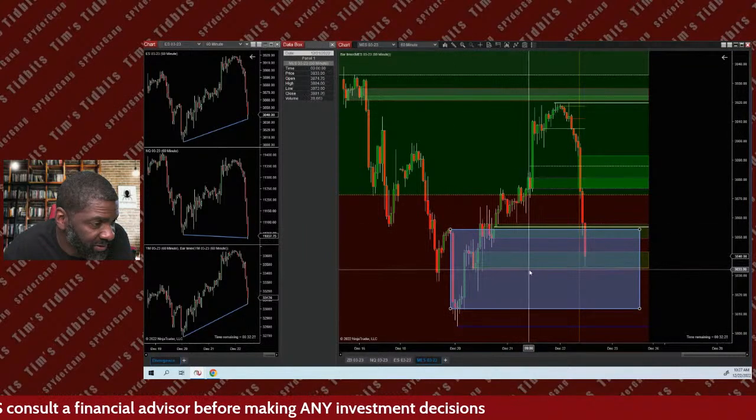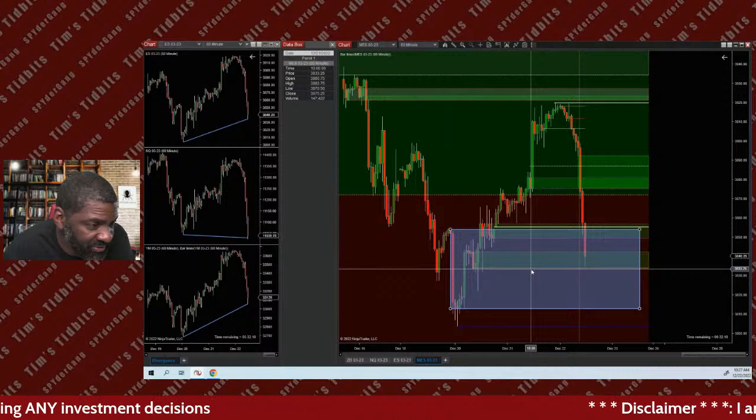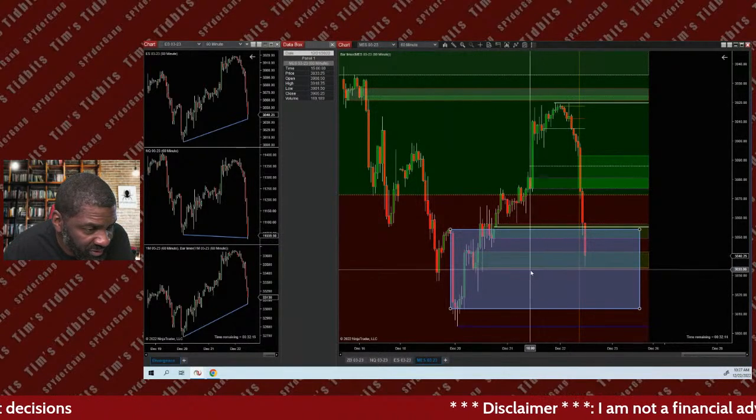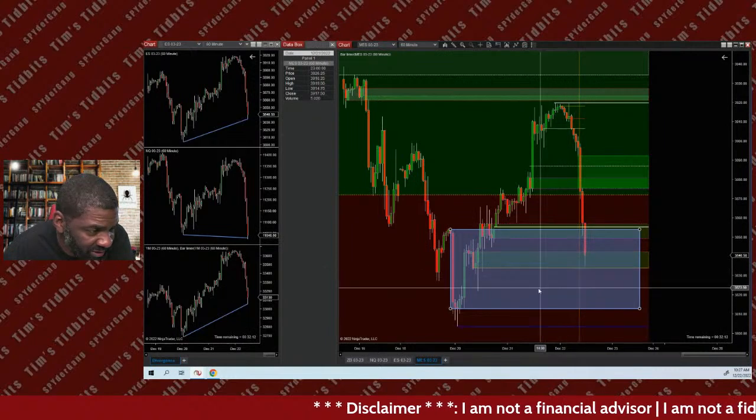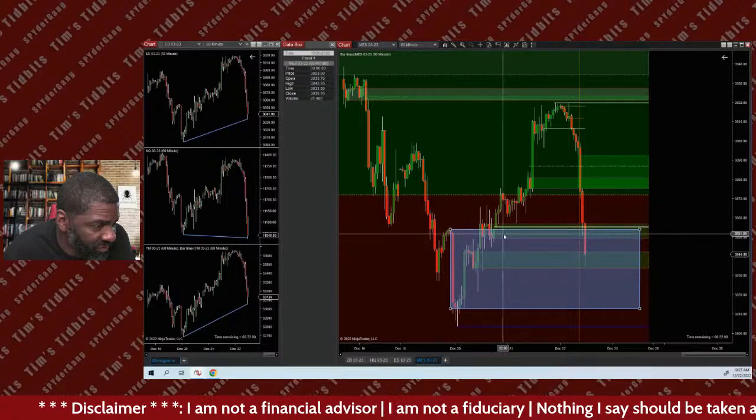All right, mean threshold, marked it out. It was right around, let's say 38.33. That's close enough for government work, but that's what the mean threshold was on there. We're also inside a potential rejection block.